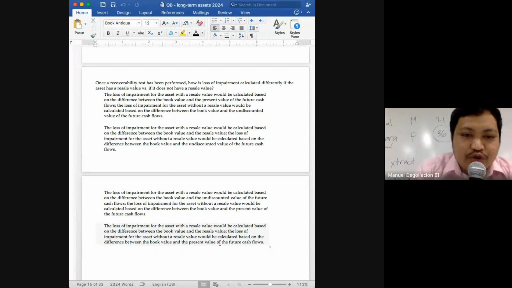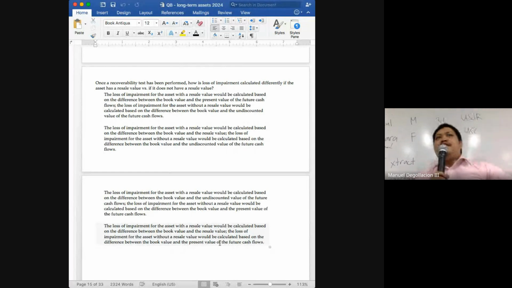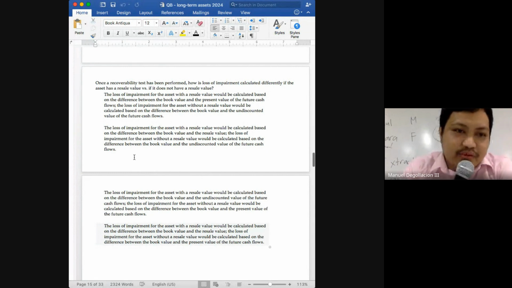Plus, what's the first step? Recoverability test. What do we do there? Compare book value and the undiscounted cash flows. What's the second step? Impairment loss test. What do we do there? Compare book value and fair value. Okay? But what if you do not have a resale value, so you do not have any available fair value? What's the alternative? You get the present value of the undiscounted cash flows. Okay? Again, this is more of an exemption already. But I'm telling you, this might come up.